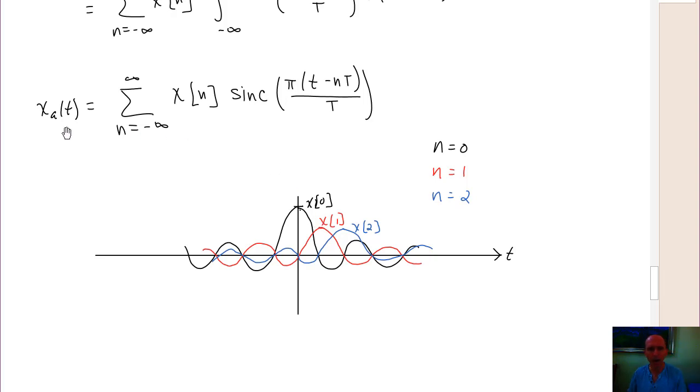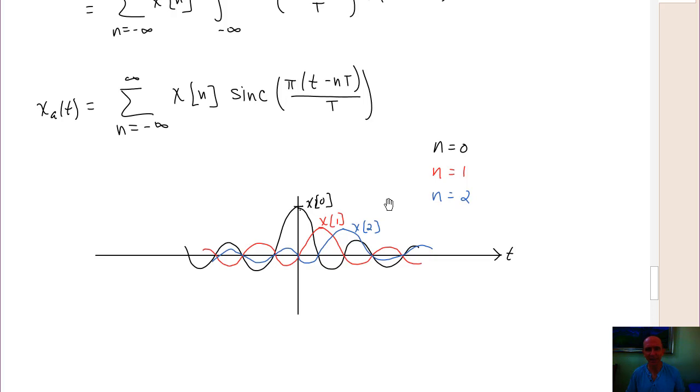Now, our reconstructed signal is the sum of all of these sinc functions. So I have an infinite number of sinc functions. I add them all together and I get my original signal again. Okay?